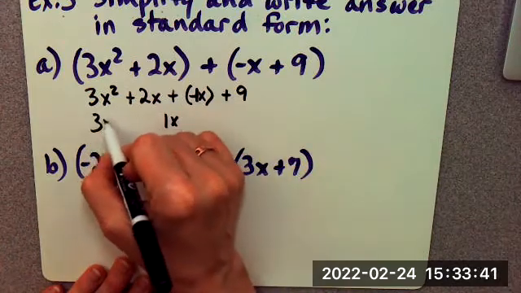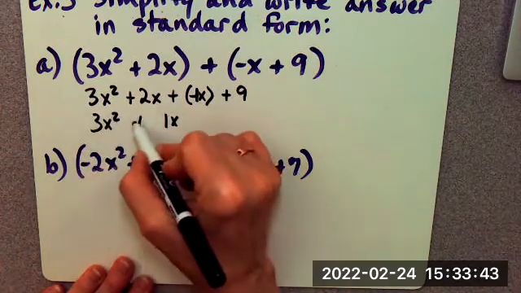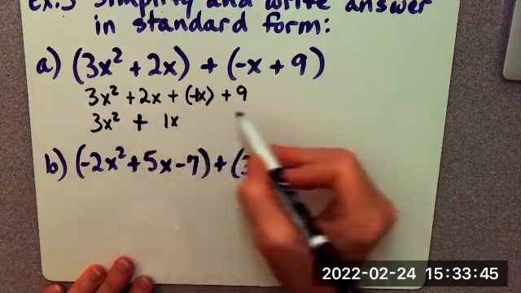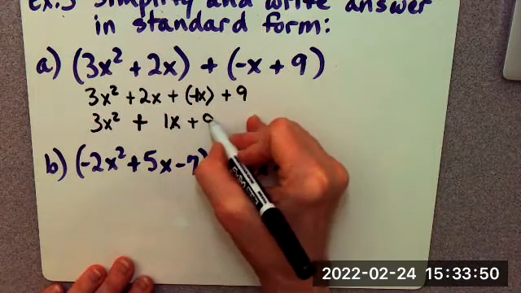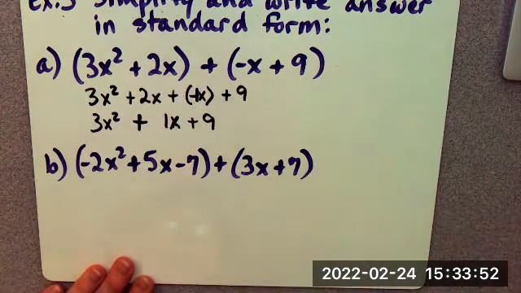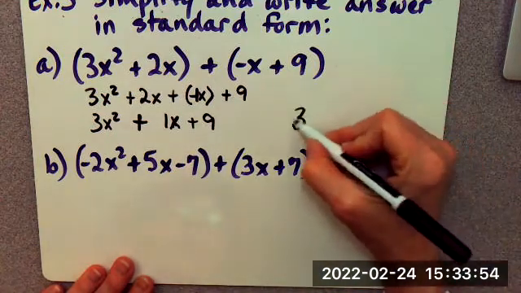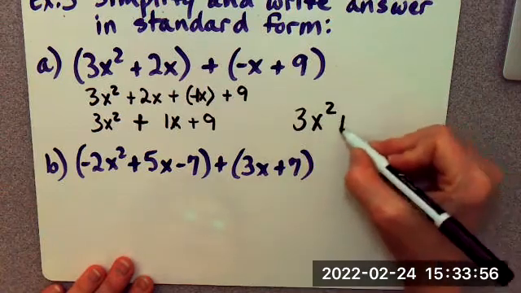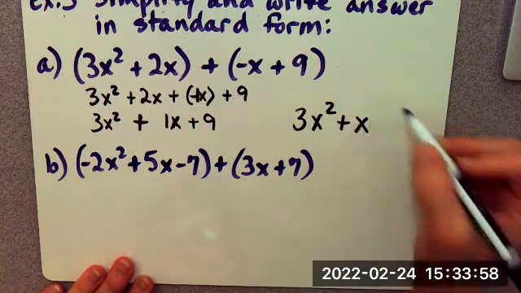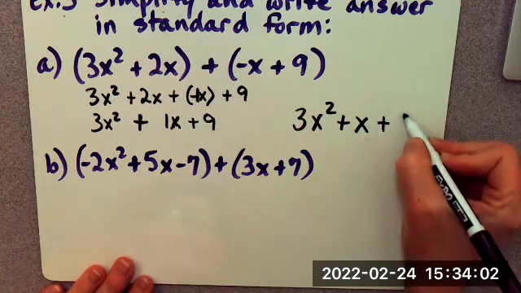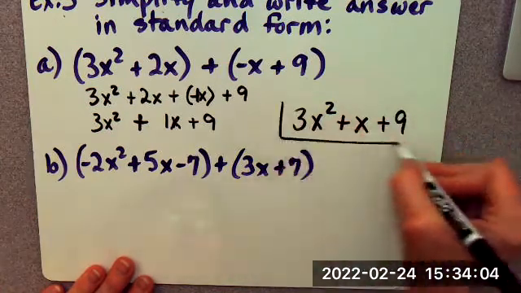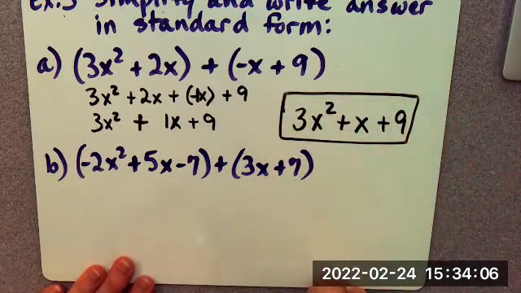So we have 3x squared plus 1x, and then plus 9. But we don't really write the 1x. So we'd write 3x squared plus x, because we know that the coefficient is 1, and then plus 9. So that's how we would write that.